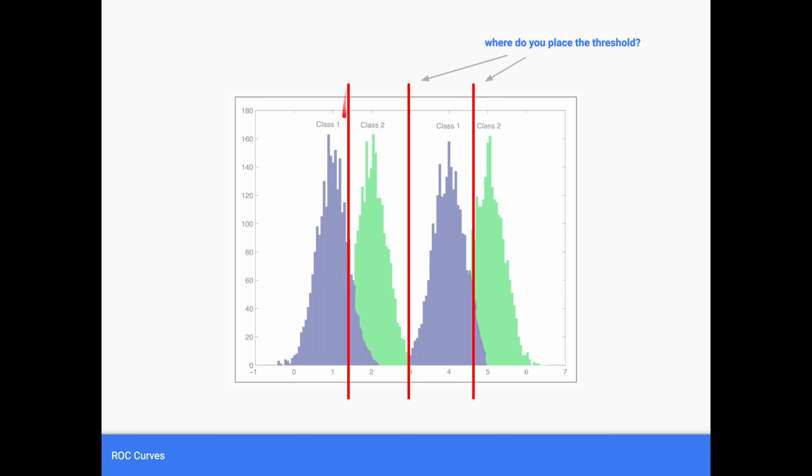So if we placed it here, class 1 here would be right, but this data for class 1 would be wrong. We're saying everything to the left is class 1 and everything to the right is class 2. So this is correct, this one is wrong, but the green ones would be correct. If we placed it in the middle, we'd be half right and half wrong. And if we placed it here, we'd be correct for all of class 1, but wrong for half of class 2, because some of it's on the left.